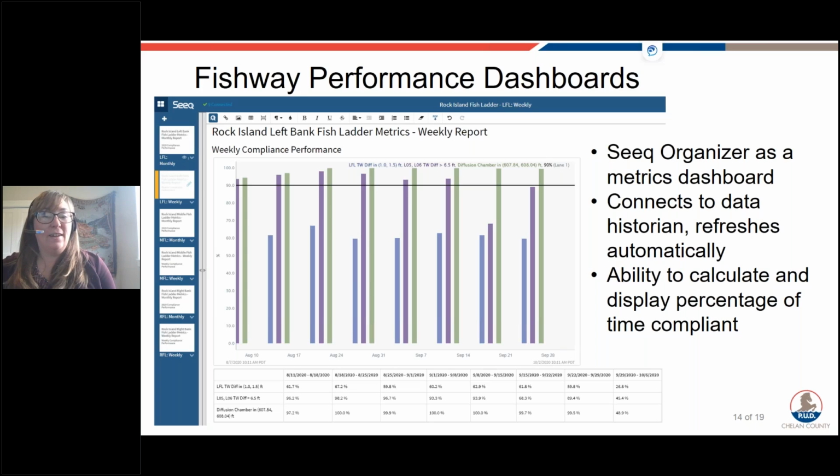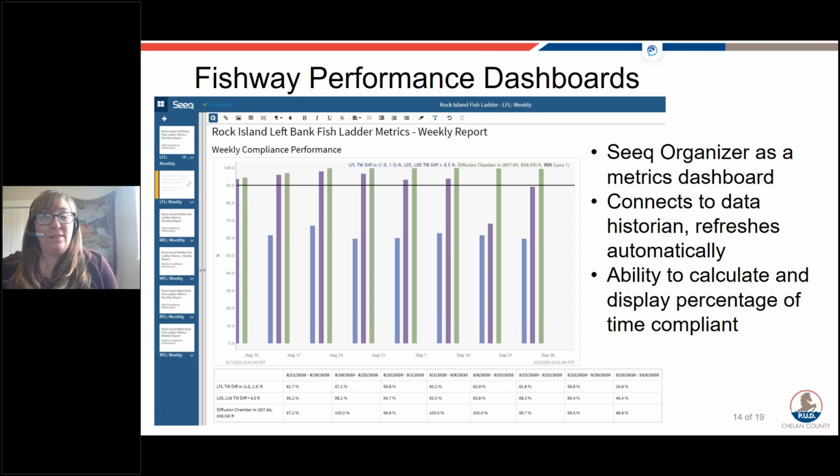So on the left-hand side here are the different documents for each of the ladders, both as a weekly and a monthly report. And the document that I have open is the weekly left fish ladder. Each of these three colored bars is the percentage of time during that week that we operated within the bounds of that metric. I have a horizontal line at 90% because that's our internal operating goal. And then below that is the same information, but in numerical form.